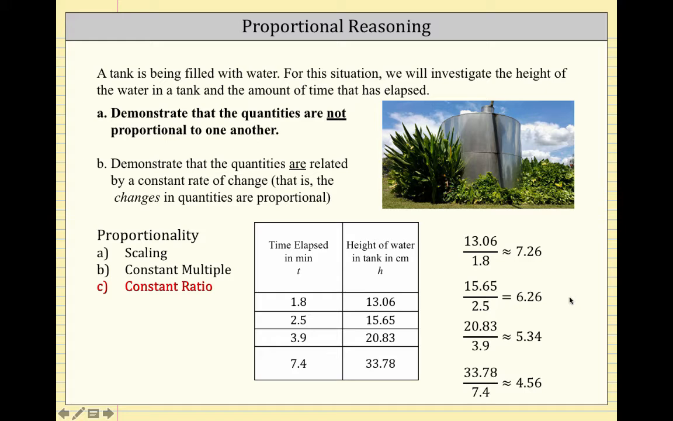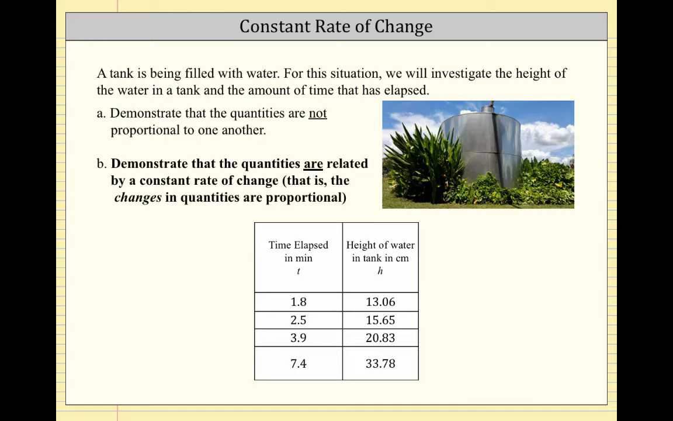Now realistically, after I got the 6.26, I already knew that the ratio is not constant, because for quantities to be proportional to each other, all four of these ratios should have been the same, and they're not. But what we have done is we have demonstrated that the quantities are not proportional to one another.